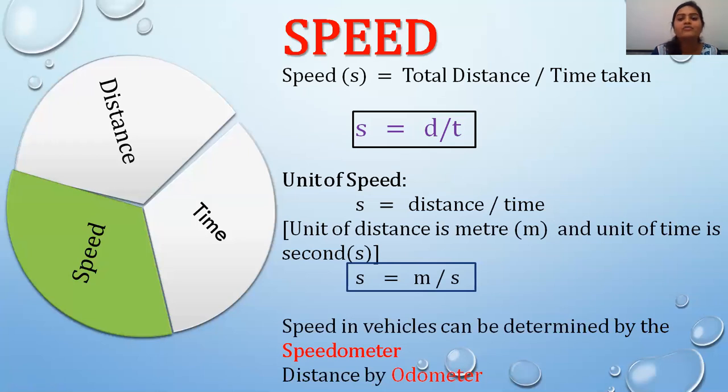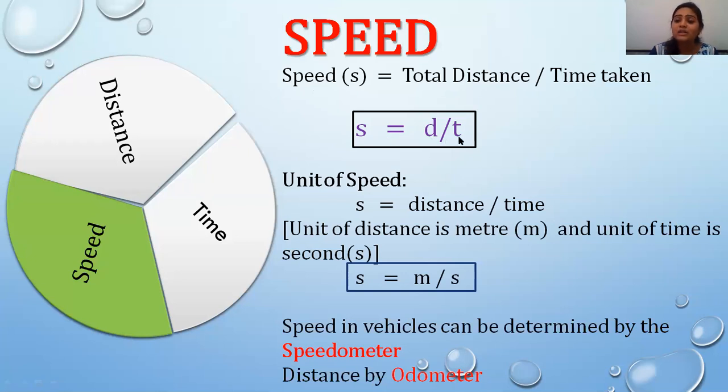When we have to write down the formula of the speed, as we said, distance and time both are considered when you have to calculate the speed. So what is the formula for calculating speed? Speed is equal to total distance upon time taken, which you can write in short form as S is equal to D upon T.